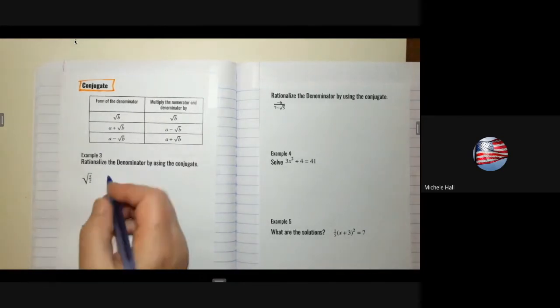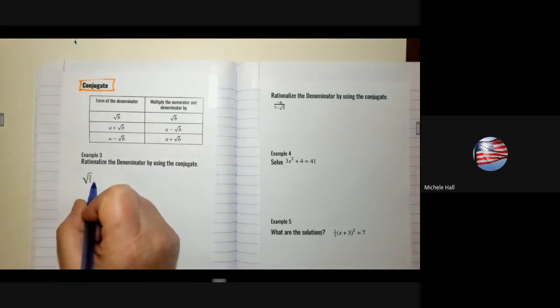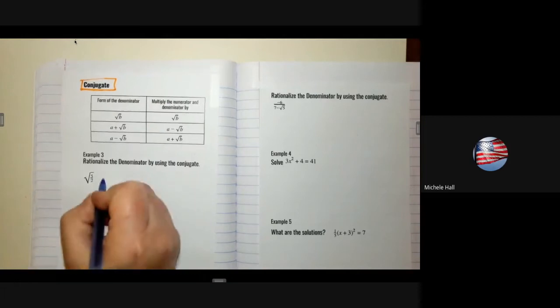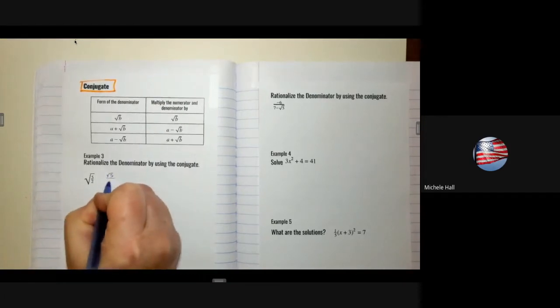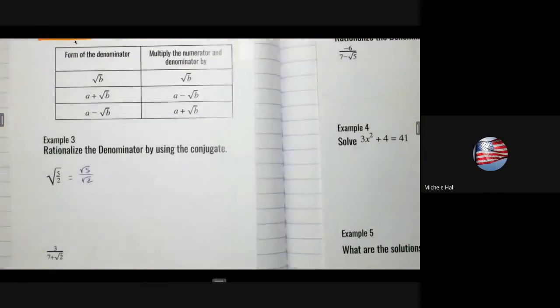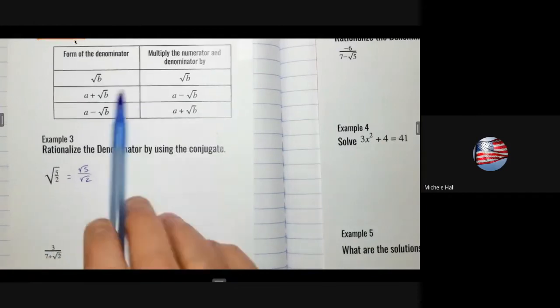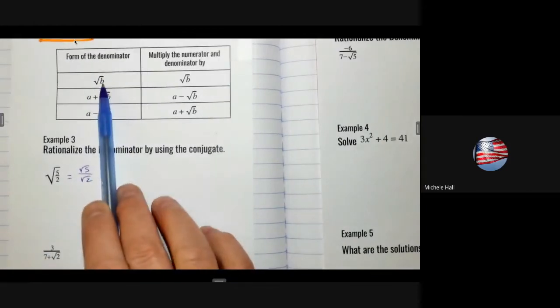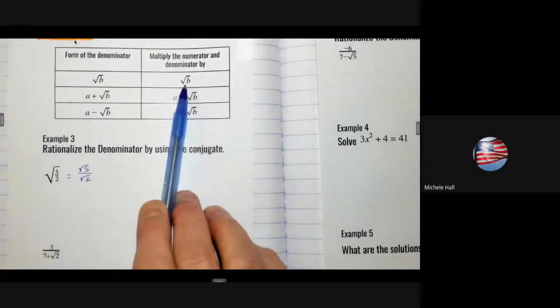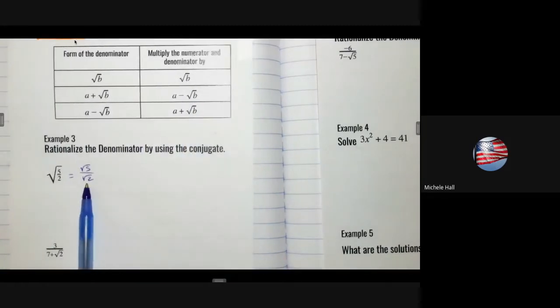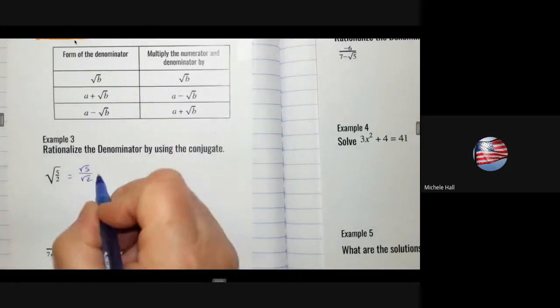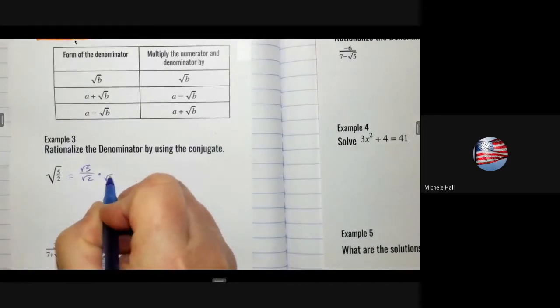On this problem right here, I have the square root of 5 divided by the square root of 2. The square root of 2 is a non-perfect square. What could I multiply to this that would give me a perfect square? How much more do I need in the denominator to make it a perfect square? Well, if I have in the denominator the square root of b, then I'm going to multiply by the square root of b. So if I have the square root of 2, that means that I'm going to multiply by the square root of 2.